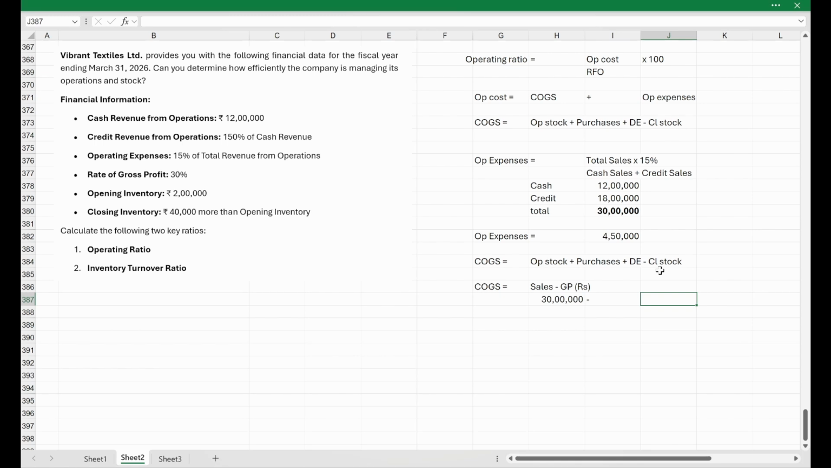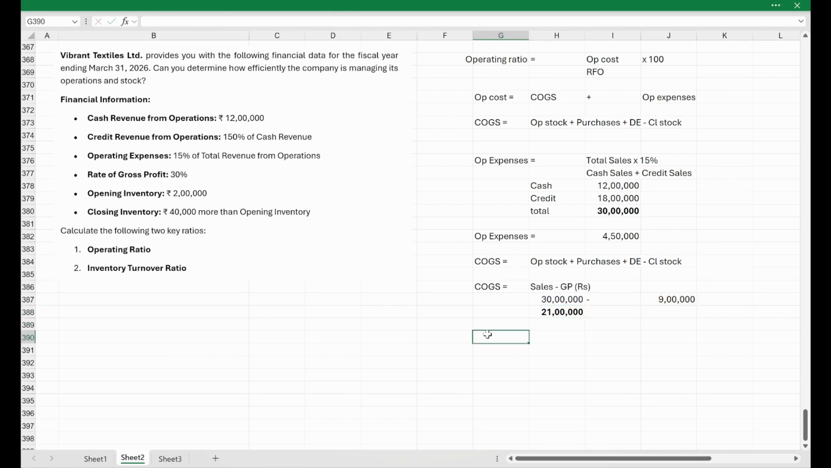So we have this formula, sales minus GP, and total sales is 30 lakhs, and GP in rupees is sales multiplied by gross profit on sales. This is 30%. Therefore, 30 lakhs into 30%, you will get 9 lakhs. The cost of goods sold is 21 lakhs.